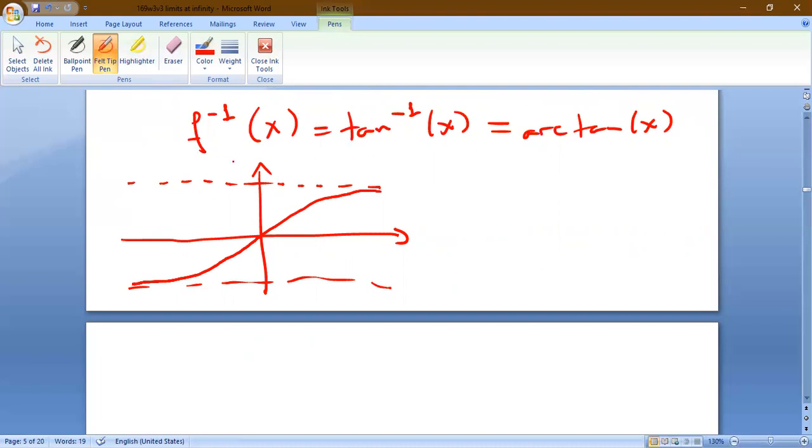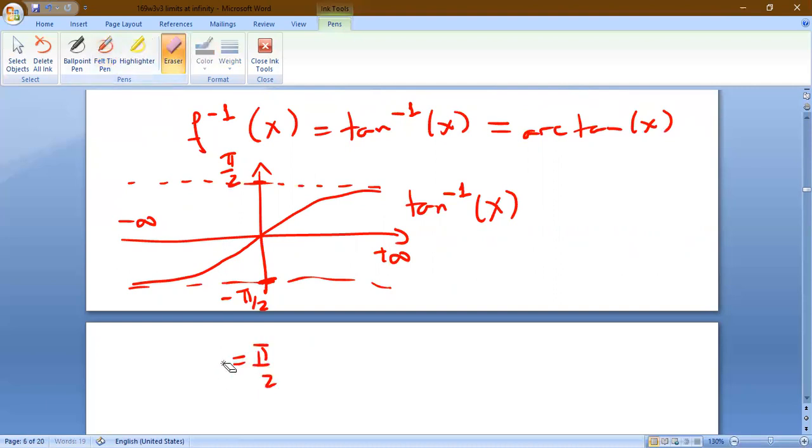So this is pi over 2. This is minus pi over 2. Okay. And this is the inverse of tangent, or arctangent function. So this is plus infinity. This is minus infinity. And these dashed lines are, as you see, horizontal asymptotes. So y equals pi over 2. Okay, maybe I should just write.